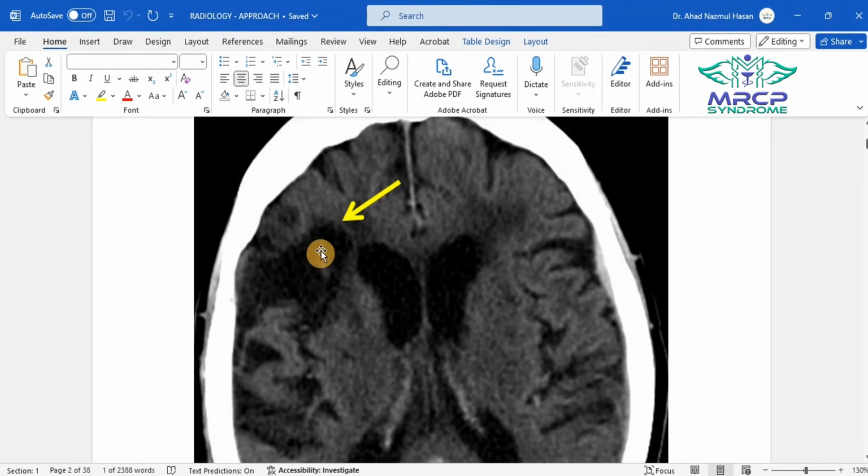So what type of lesion is this? Hypodense. Yes, this is hypodense. So hypodense will appear as black or dark. Normally the ventricles containing the CSF would be dark.